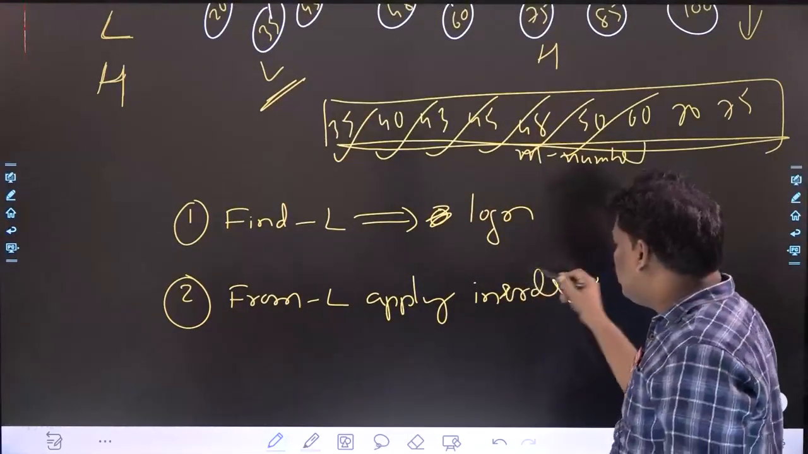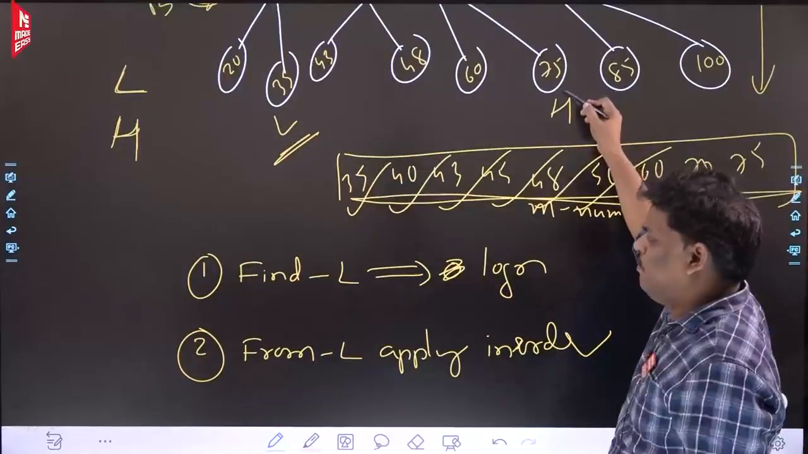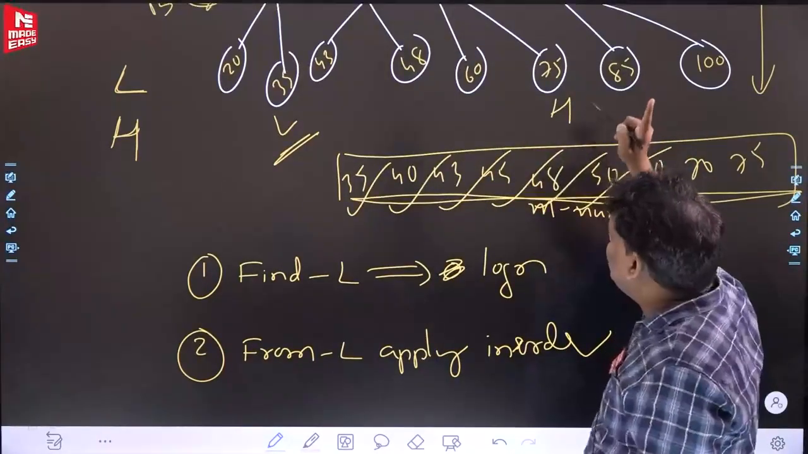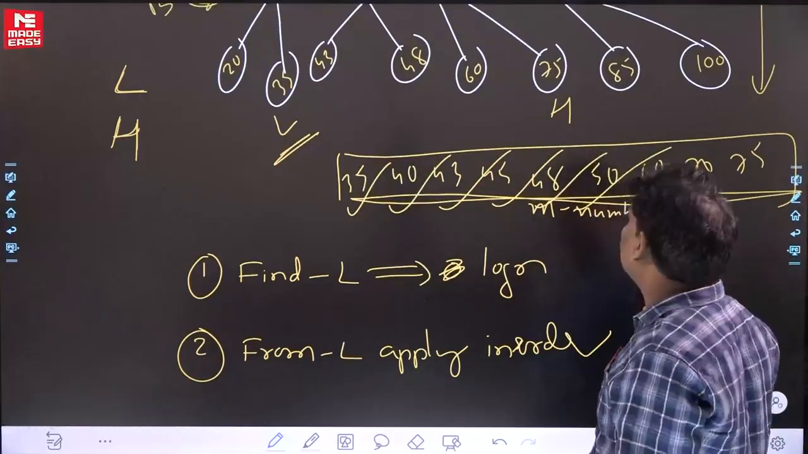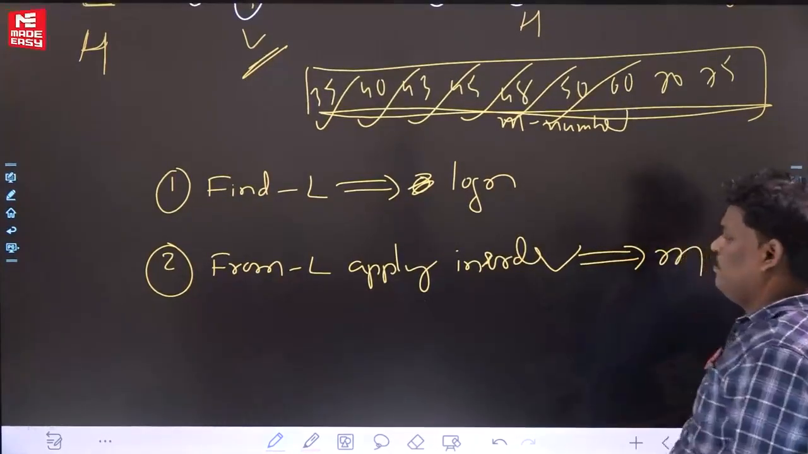Some people are asking, continue until what? Until H comes. And one more thing: in the total tree, N elements are there, so in-order will take N time. From L to H, how many elements are there? M elements are there, so in-order will take M time.